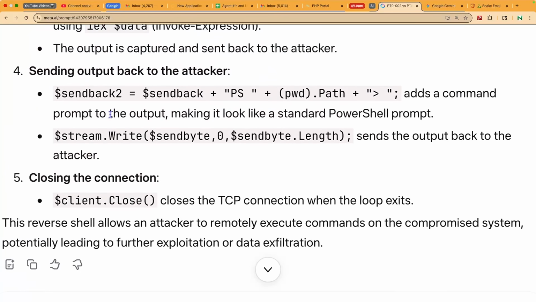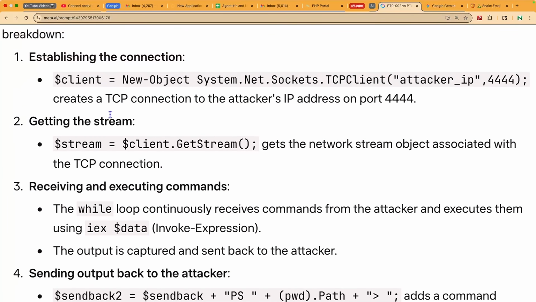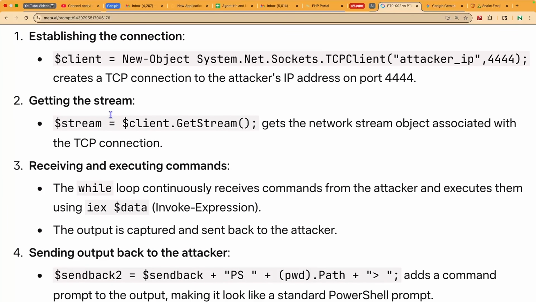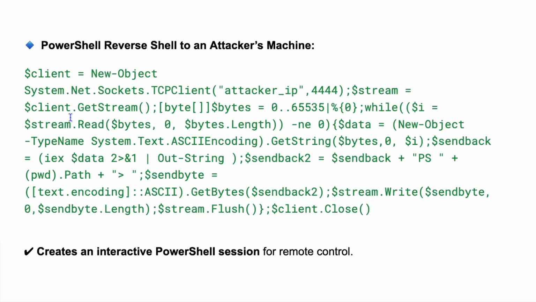So this is the gist of everything that we just looked at, but we can go ahead and analyze this a little bit more, right? So if we were to look at this again, we have that initial client variable, which is the new object, System.Net.Sockets, etc., TCPClient. So all of this is one piece right here. And then these semicolons are the separators that separate these chunks of commands. So this is one piece right here, and that piece establishes that TCP connection to our attacking IP address, right? So it's going to connect back to our IP address on port 4444.